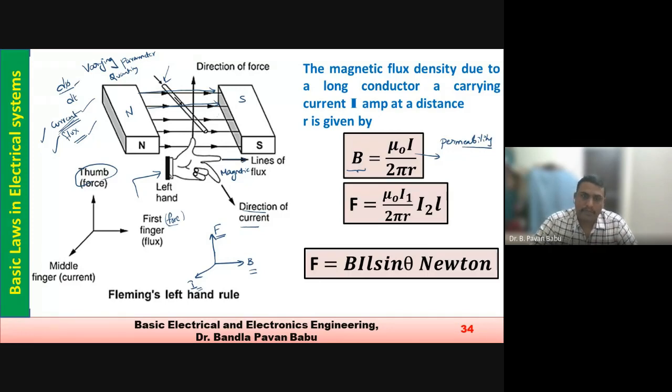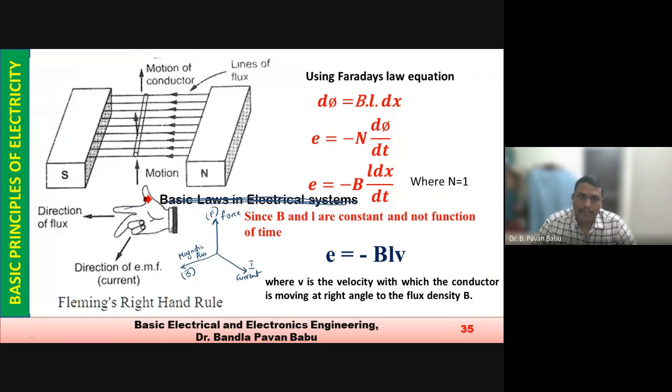Coming to the generator, whenever a conductor is moved in a magnetic field, an EMF is induced. Here we are bothered about the induced voltage, because in a generator we need to produce voltage. The direction of the parameters like force, magnetic flux, conductor motion, and current, everything we can identify by using the left hand and right hand rules. So the left hand is used for the motor, and the right hand is used for the generator.